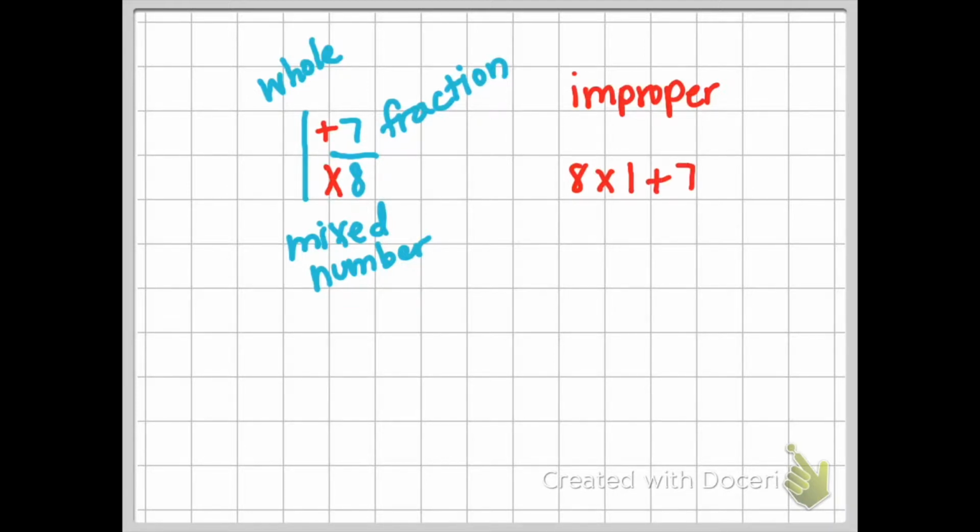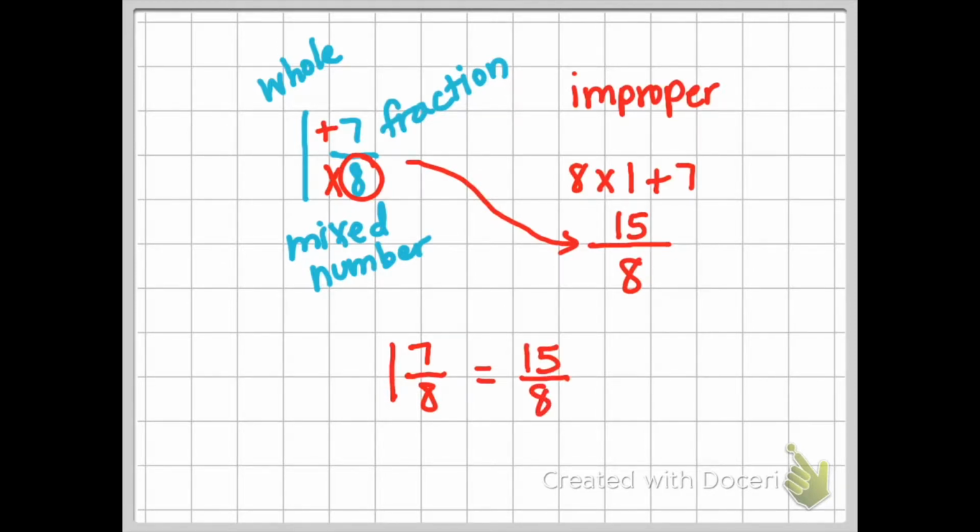So let's recap. In order to change or rename this to an improper fraction, we multiply the denominator by the whole number and add the numerator. 8 times 1 plus 7, which is 15. And because it's a fraction, we want to make sure that the denominator stays the same. So 1 7/8 is actually the same as 15/8. One is a mixed number, and one is the same number written as an improper fraction.